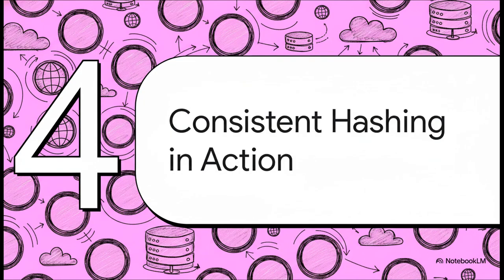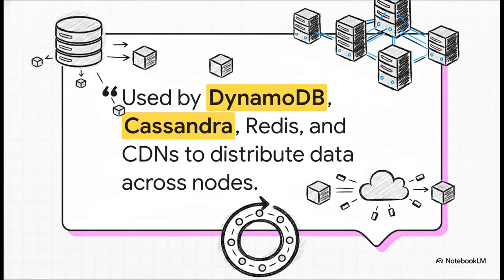So now that we've got the theory down, where do you actually see this thing in the wild? Well, turns out it's pretty much the hidden backbone of the modern internet. Seriously, from the giant databases that store your data, like DynamoDB and Cassandra, to the lightning-fast caches like Redis that make your apps feel snappy, and even the content delivery networks that stream you videos and images. They all depend on consistent hashing to work at scale.